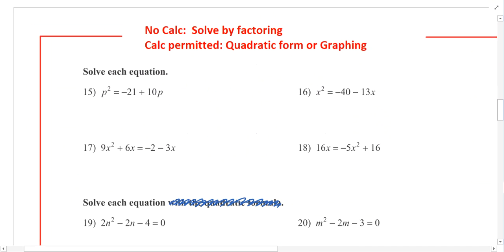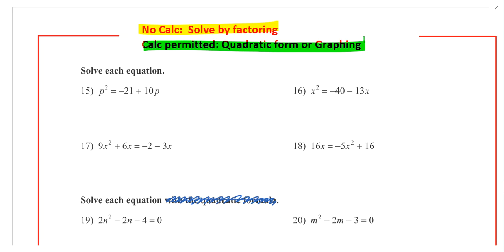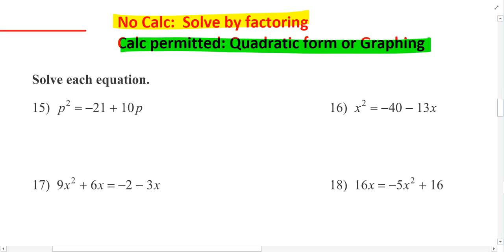Now, if you flip that first page over, the back side of that first page, I want you to make a note that all of these questions, or most of these questions on this next page, could show up in either the no calculator portion or the calculator permitted portion of the test. If these questions, like say 15 through 18, show up on the no calculator portion of the test, then I would expect you to solve them by factoring.